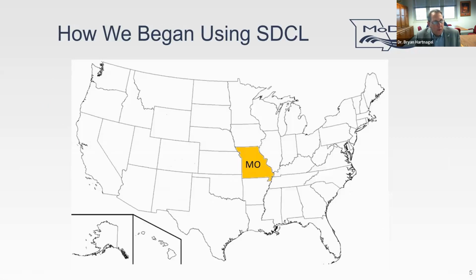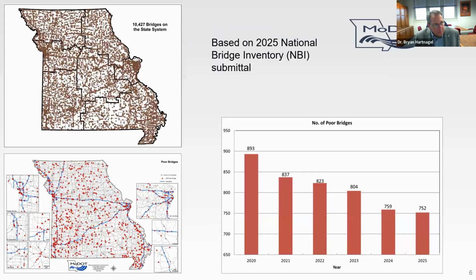So just for reference, Missouri, we are in the heartland here. Minnesota is directly neighbor to our north with Iowa in between us, but just for reference, here we are. And how did we begin using them? Well, if we look at our National Bridge Inventory from 2025, I'm sure you all know that states have to submit their bridge inventory to the Federal Highway Administration by March 15th of every year. We usually try to do it the Friday before.